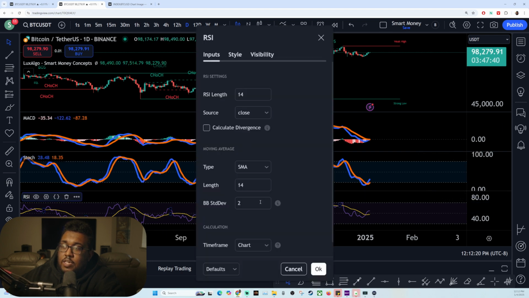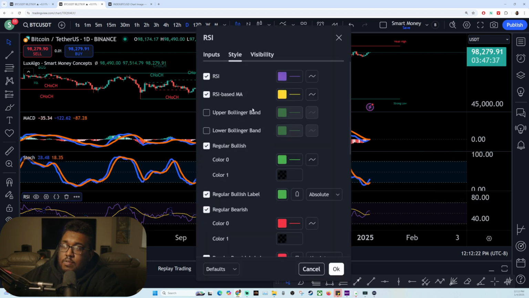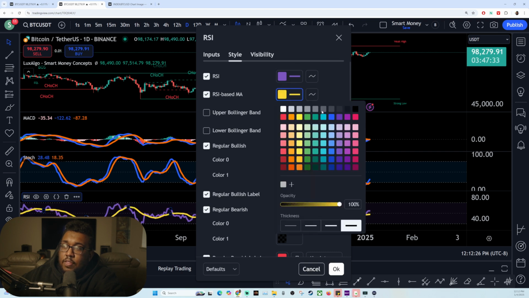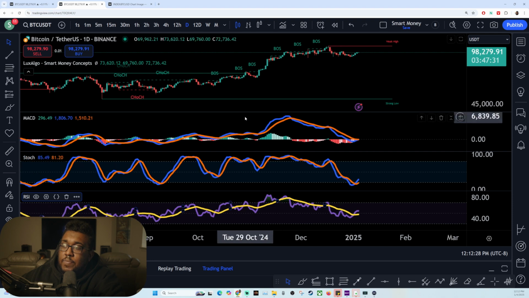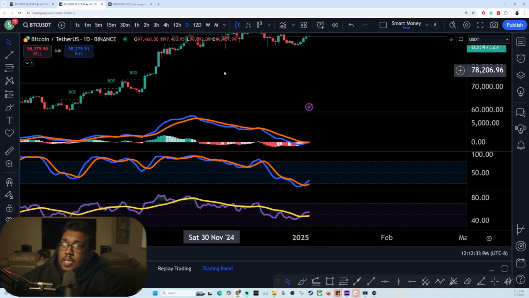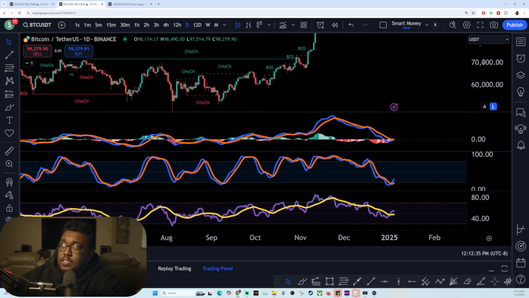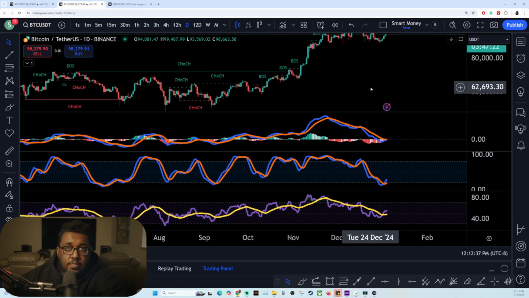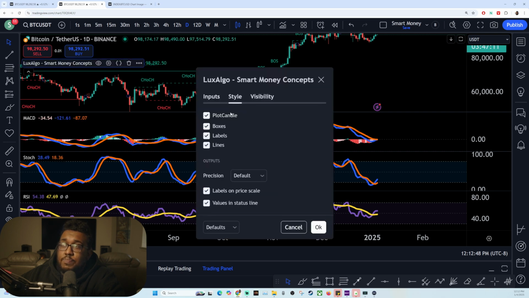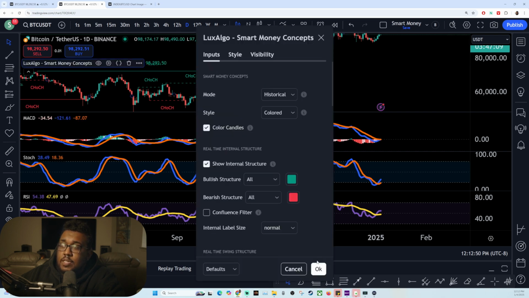RSI, don't need to change anything here. Everything is perfect. And I want you guys to go RSI, thick line, hit OK. And now we are ready to talk about the actual strategy here. So the key here is understanding levels of resistance, support, and momentum. And if you want to add on something here for longer term trades, you guys can also add on Fibonacci levels. However, the key is, and actually for this tutorial, I'll put colored candles on just so it makes a little bit more sense.